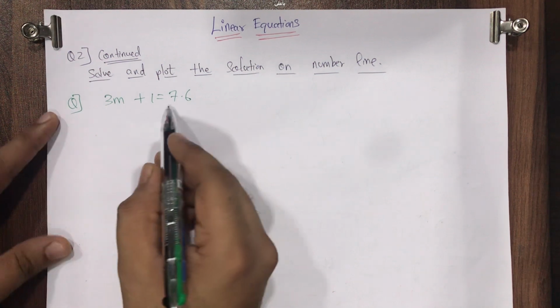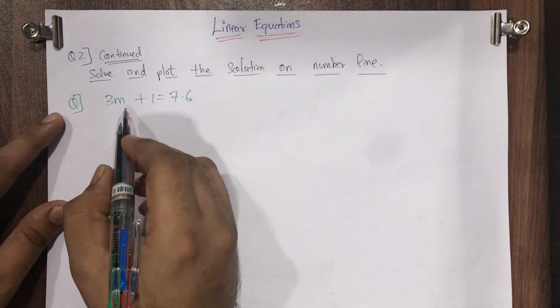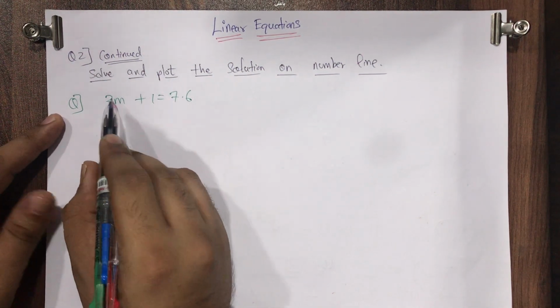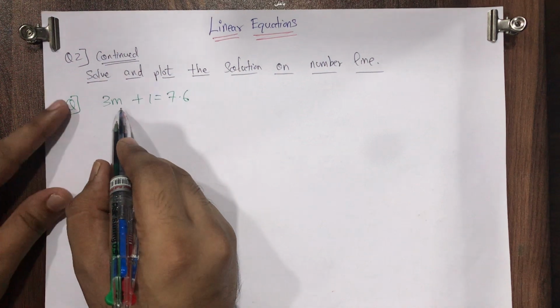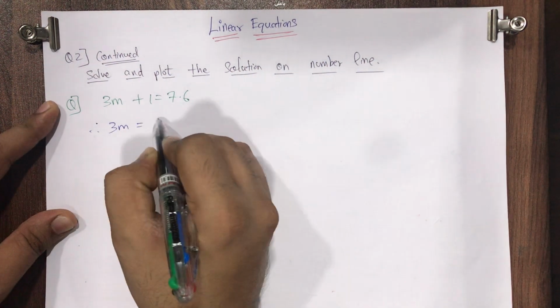3m plus 1 is equal to 7.6. This is the question. Here the unknown is m. So solve means we need to find the value of the unknown, the value of the variable. Here the variable is m. Therefore I'll keep this 3m here only. 3m is equal to 7.6.